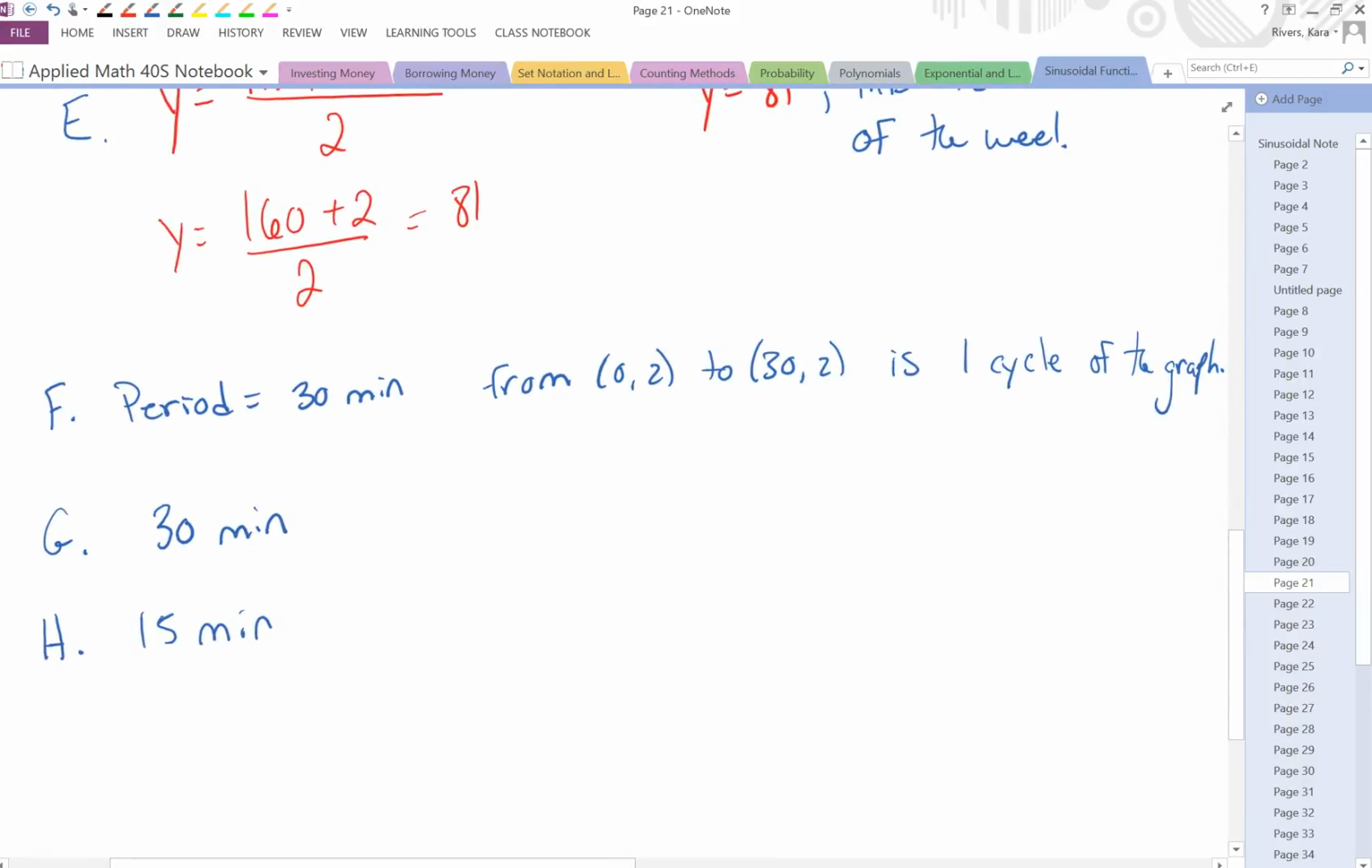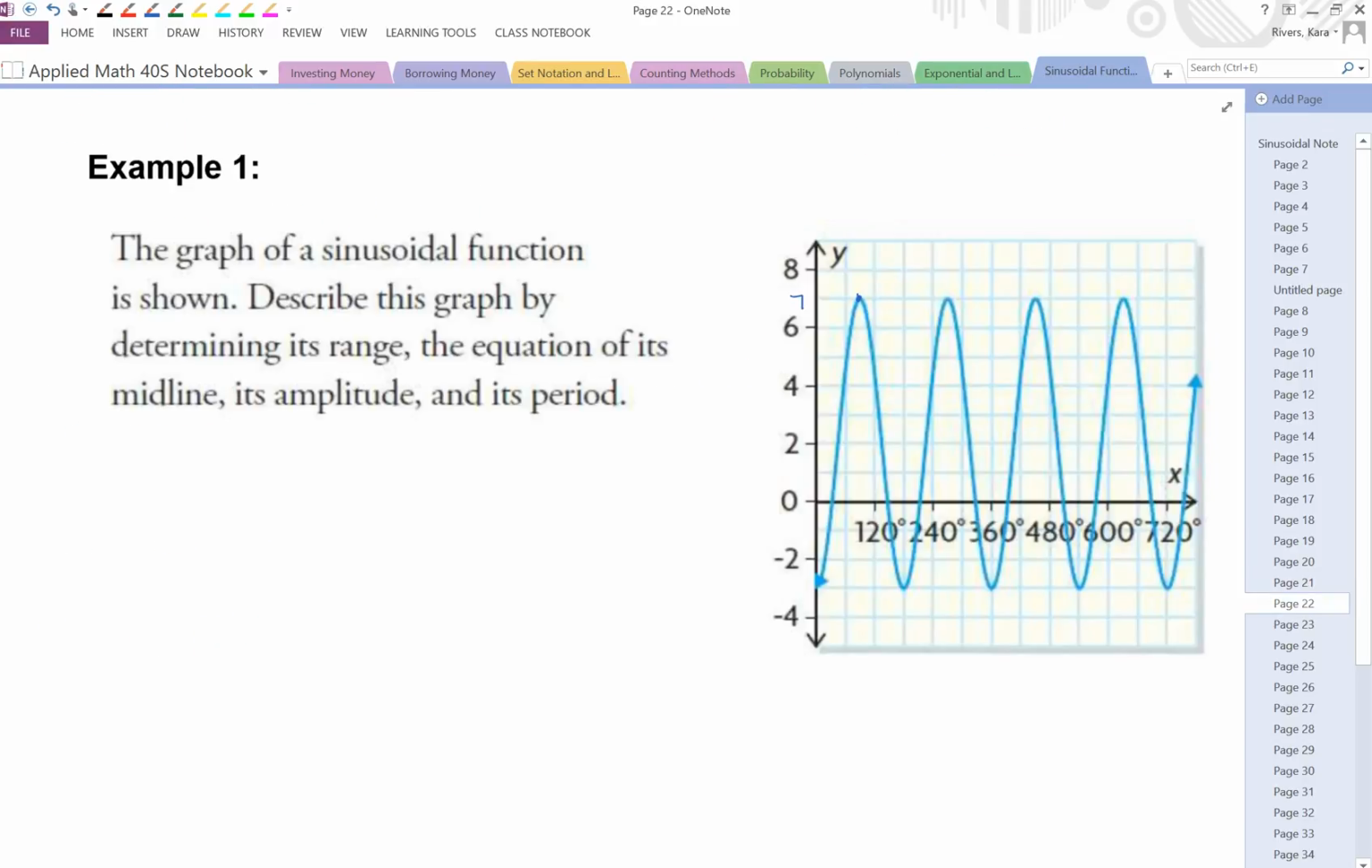Okay, now let's try these next couple of examples out. There's actually quite a few. There's 7 examples. Some I'll do with you, some I'll leave you to do on your own, and then we can go through those together. Example 1. The graph of a sinusoidal function is shown. Describe this graph by determining its range, the equation of its midline, its amplitude, and its period.